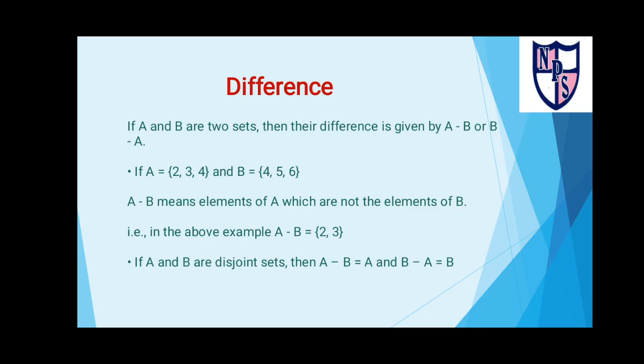The next one is difference. If A and B are two sets, then their difference is given by A minus B or B minus A. As we learned in the last lecture, disjoint sets are sets which do not have any element in common. So, if we have two sets that are disjoint, then the answer will be the first set itself.